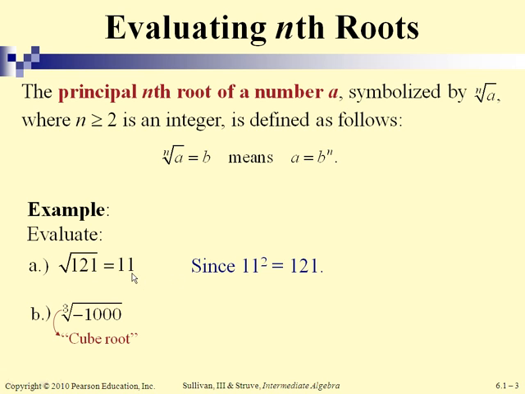For example, square root of 121 is 11. Why? Because 11 squared is 121. Is that okay? This is very straightforward to all of you. Now, what is the cube root of negative 1,000? So you are thinking, what is the number that when you cube, you get negative 1,000? So first of all, let's look at this negative sign.